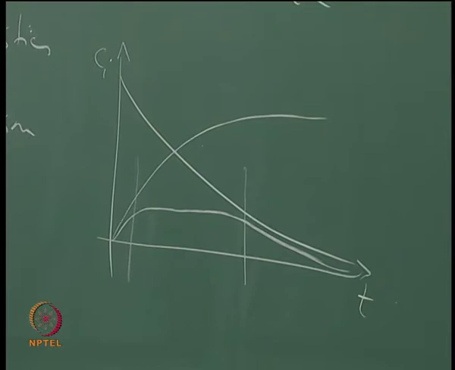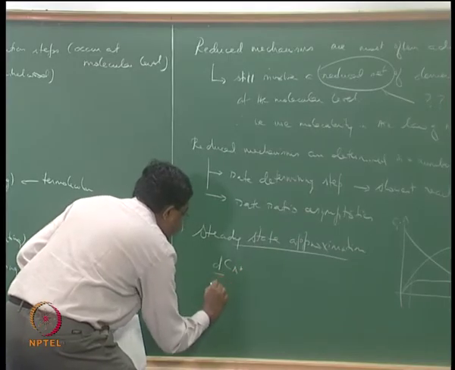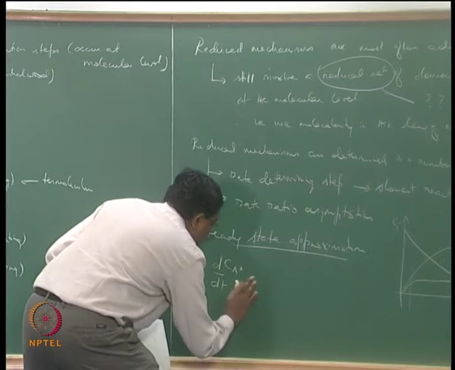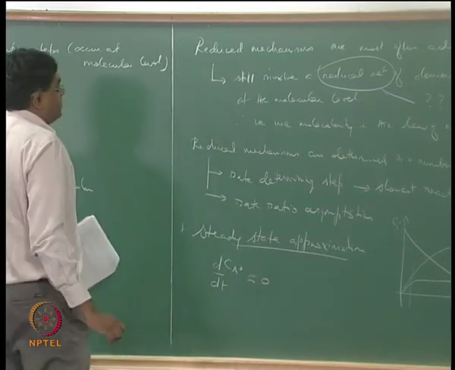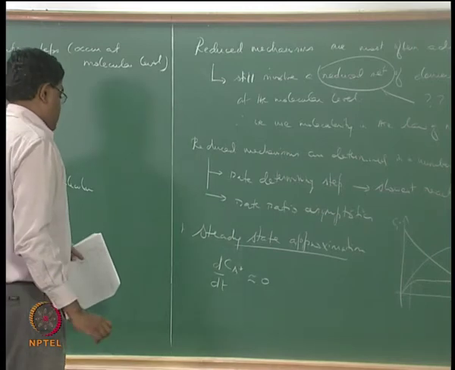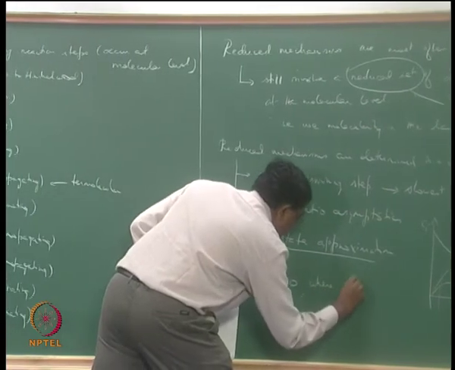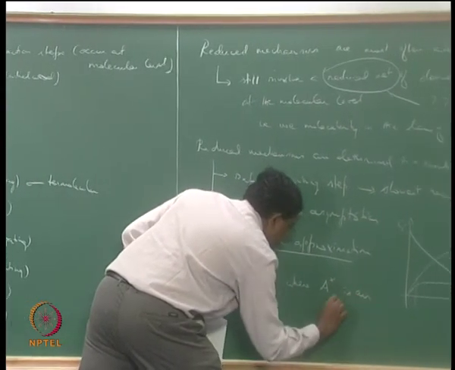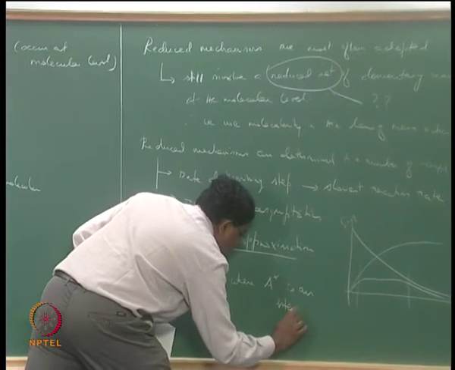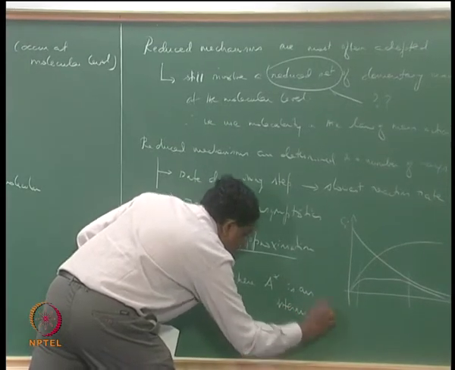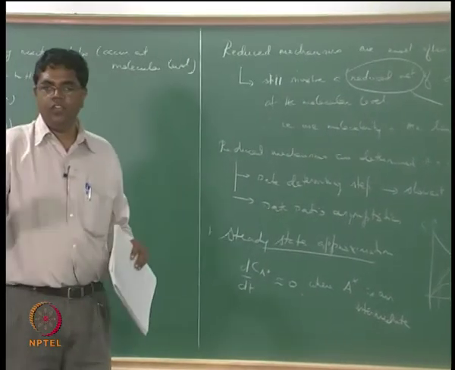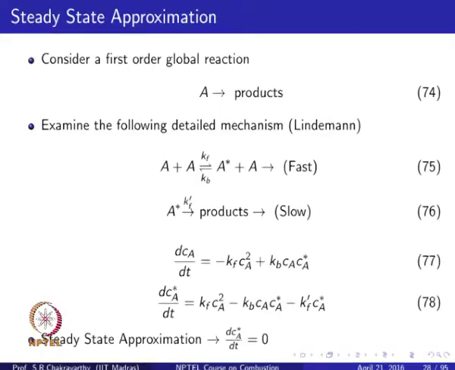the rate of change of concentration of an intermediate with respect to time as approximately equal to 0, where A star is an intermediate. This is the essence of the steady state approximation. So what do you get out of this is what we have to see.